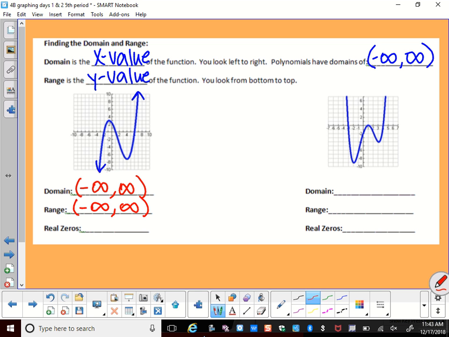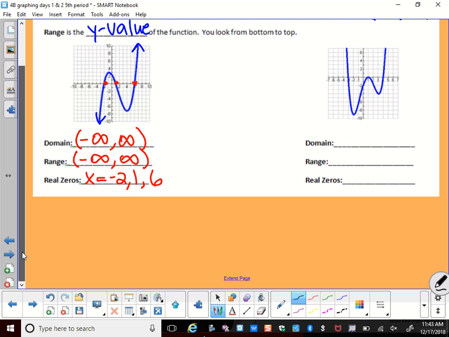My real zeros means where do I cross the x-axis? All right, there are 3 of them. What are they? Negative 2, okay. Positive 1 and 6. Good. If you want to write these as points, you are allowed to do that. Your points will look like this: (negative 2, 0), (1, 0), (6, 0). Tomato, tomato, they're both the same thing. If you just write numbers, then you have to write x equals, so I know that you know what you're talking about.